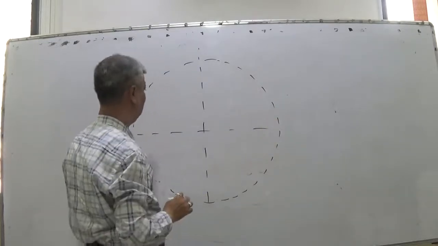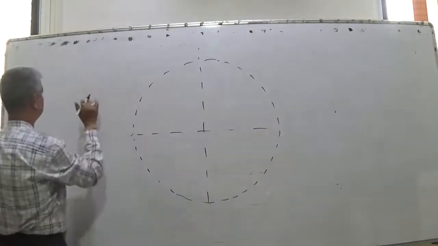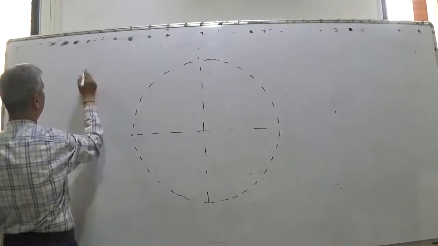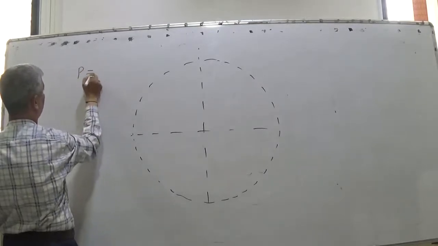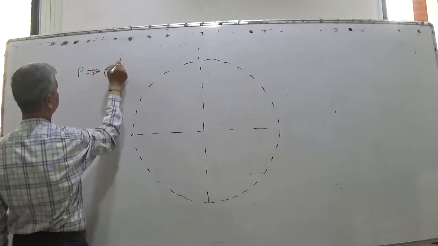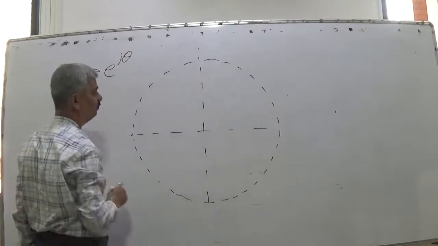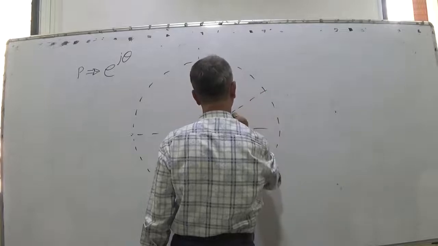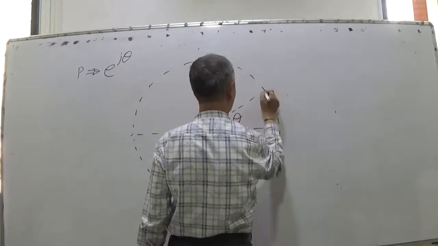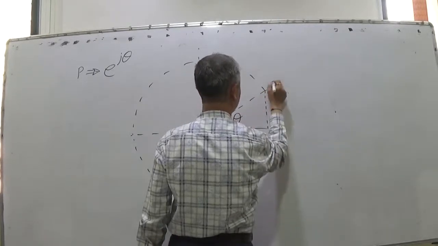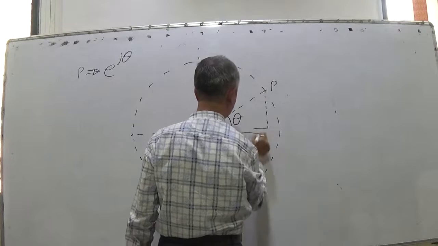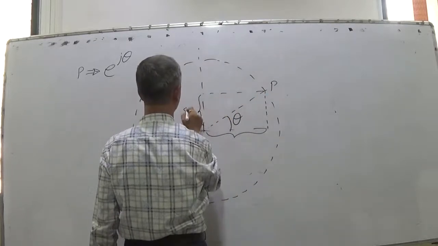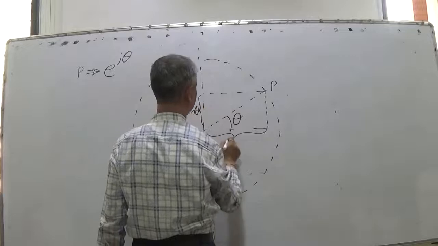This is the unit circle. Now I will say that one point P is represented by e raised to j theta. So let this be theta. This is point P, where this is cos theta and this is sin theta.